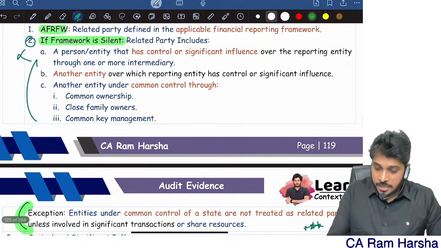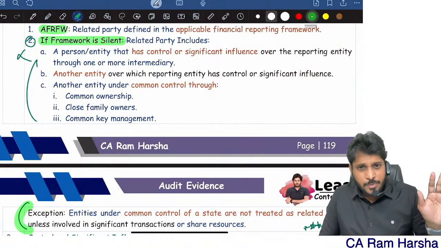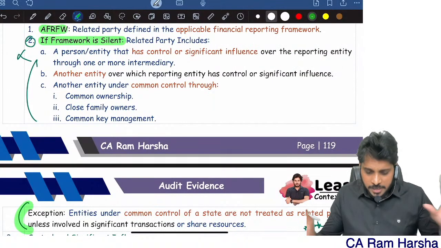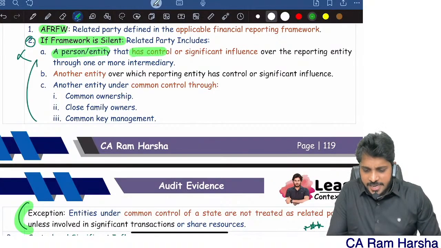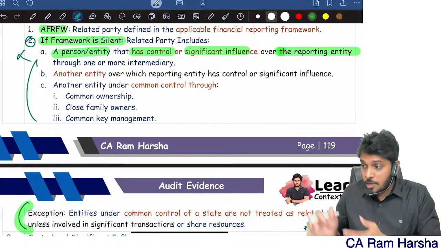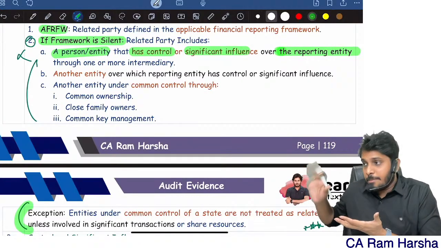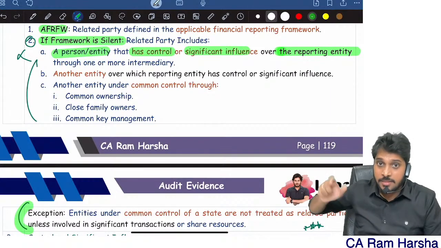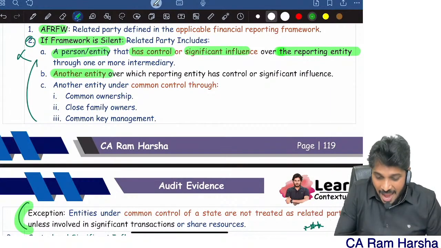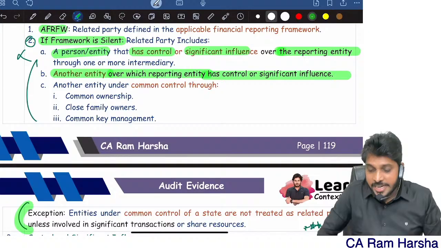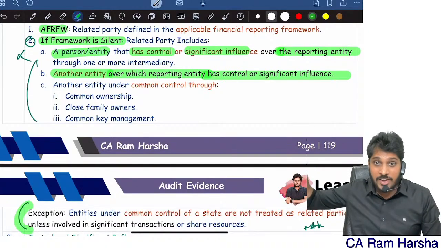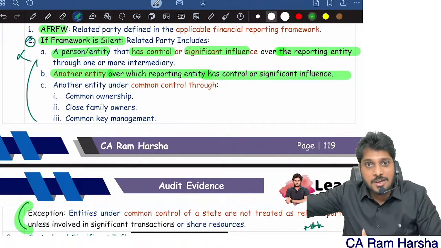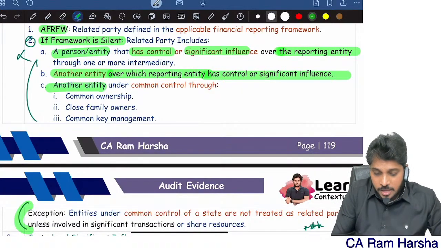Okay, so now related party means what, if the financial reporting framework is silent? Who are related parties? Very simple. A person or entity that has control or influence over the reporting entity. Reporting entity means the entity on which we are reporting, our client. Did somebody have control over our client? Did somebody have influence? They are related parties. Another entity over which the reporting entity has control or influence, that is also a related party.